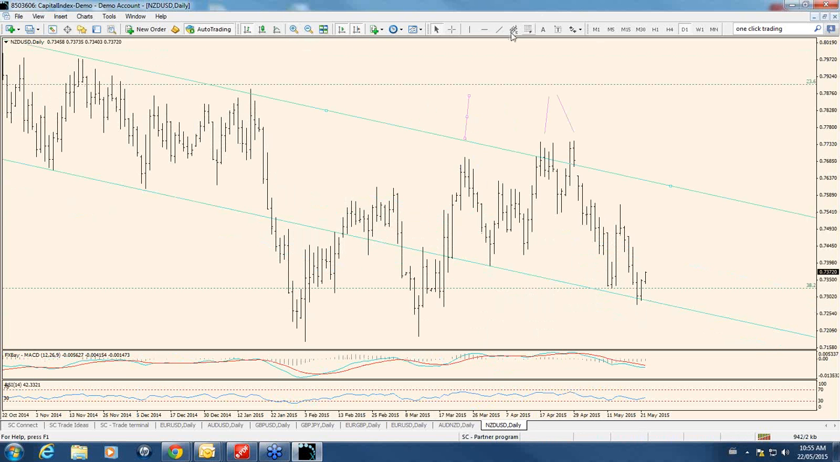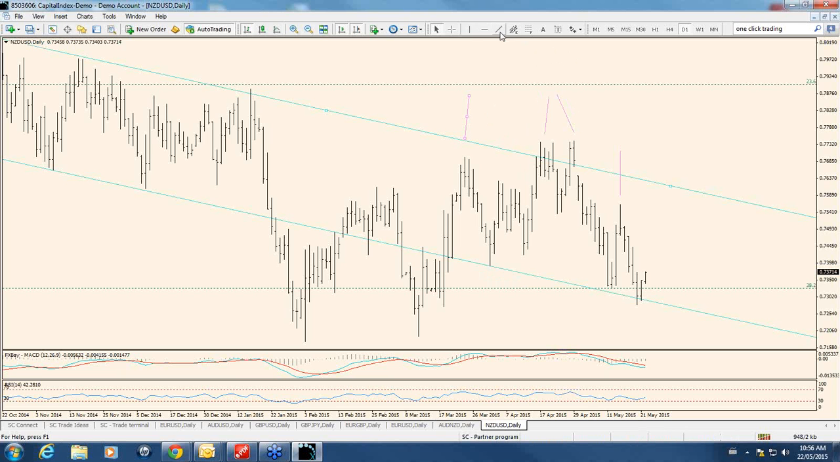Okay, so that will be a left shoulder. This would be your right shoulder, and your neckline. The neckline is the lowest point between those two lines. So the lowest point is this, and we happen to have this channel line here, which is fantastic.